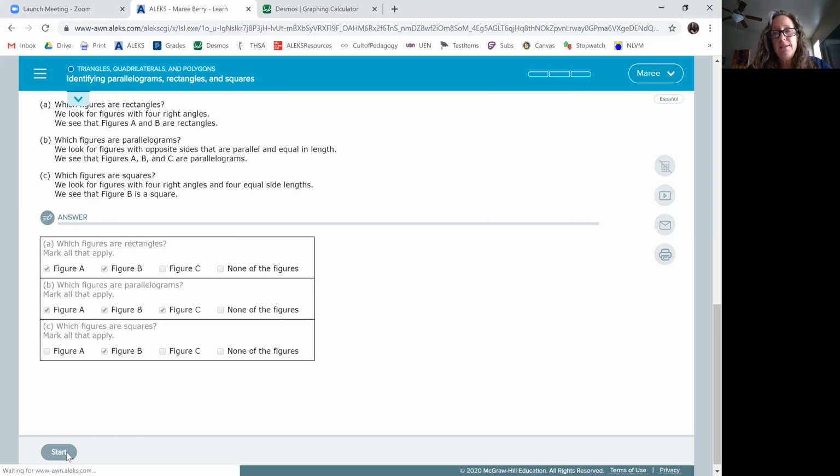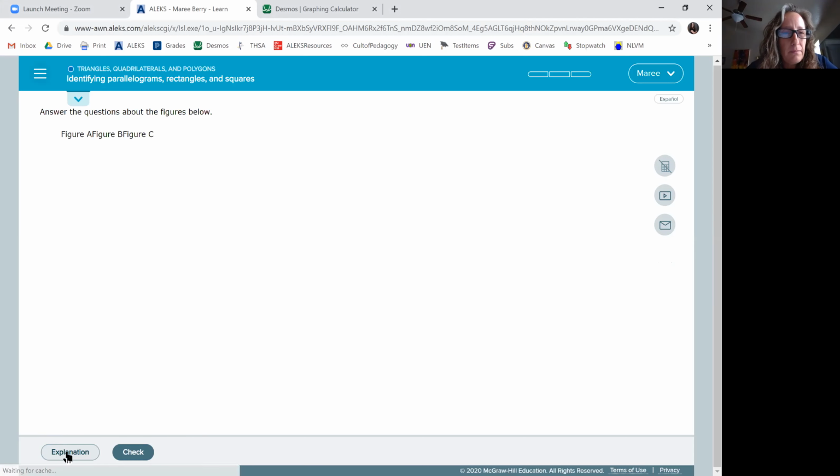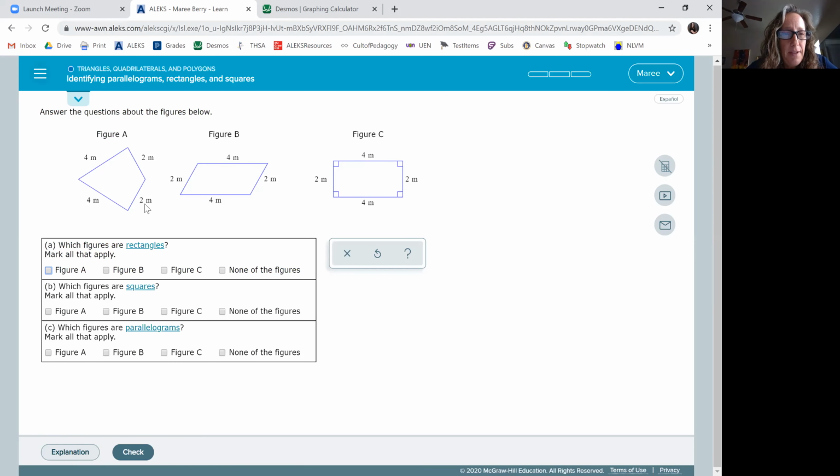So let's look at some examples here. I'm going to look at these. Figure A is not a parallelogram at all. So it's not going to be a rectangle, a square, or a parallelogram. Figure B is a parallelogram, and that's it. It's not going to be anything else.